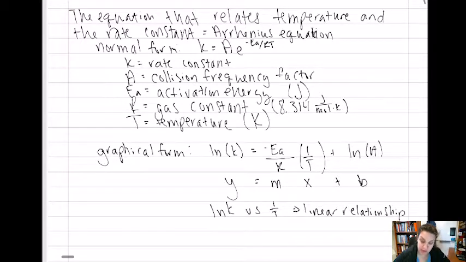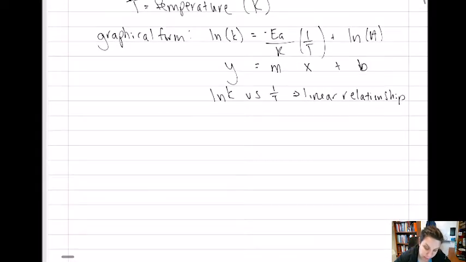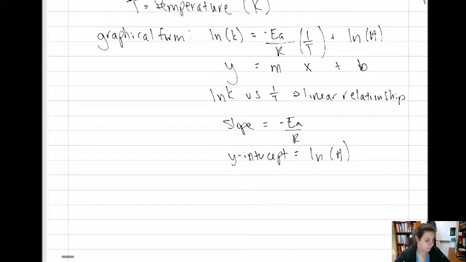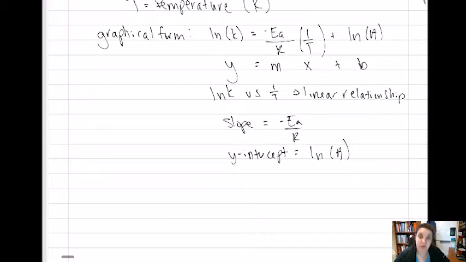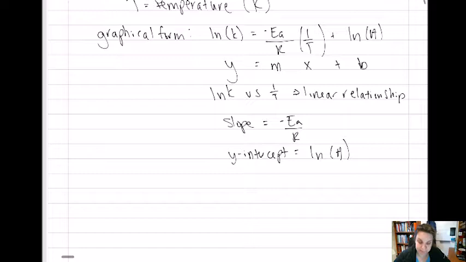And in this linear relationship, our slope is equal to negative EA over R, and our y-intercept is equal to ln of A. And this equation should look very similar. It looks like the Clapeyron equation.